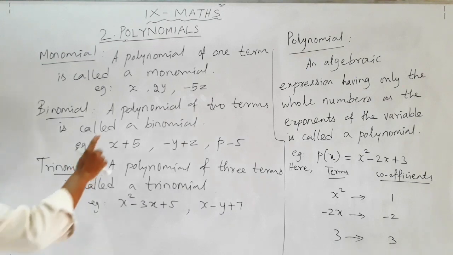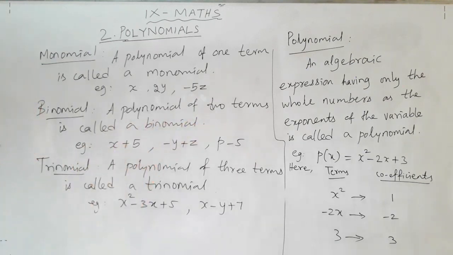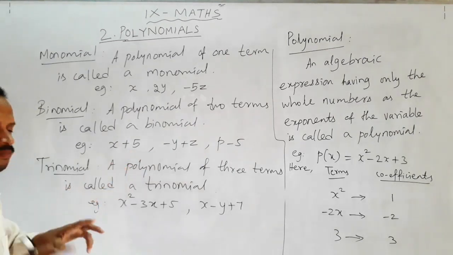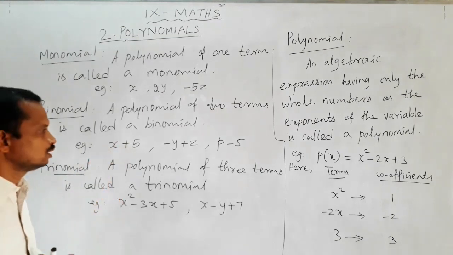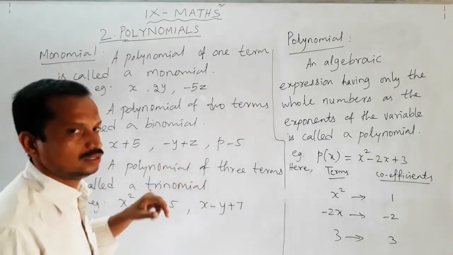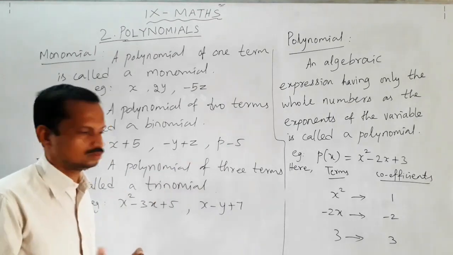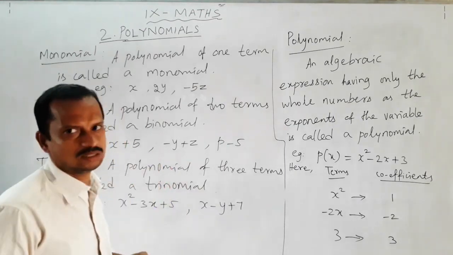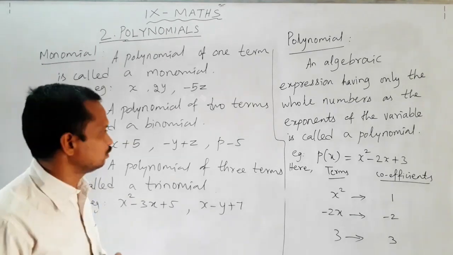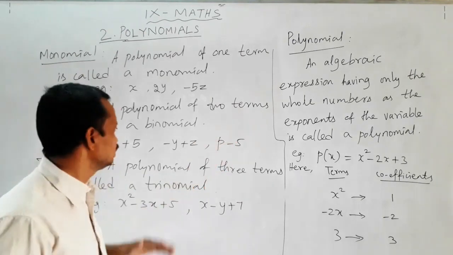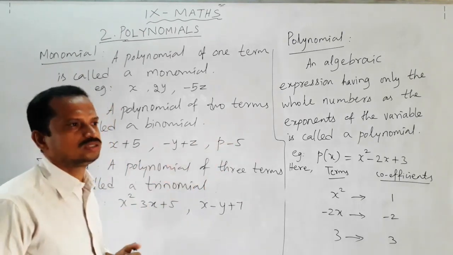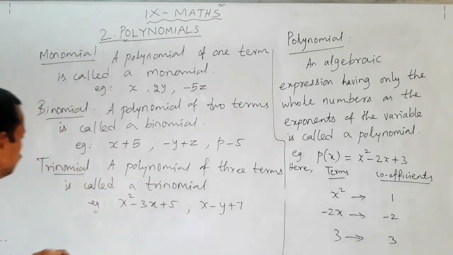Binomial. A polynomial of 2 terms is called a binomial. See here, 2 terms, x plus 5. So the 2 terms are connected by the plus symbol. So x is one term, 5 is another term. And you see here, minus y plus z. Here 2 variables are there. Anyhow, 2 terms. Minus y is one term, z is another term. So it is binomial. p minus 5. So p is one term and minus 5 is another term. So therefore, these are 2 term polynomials, so binomial. Trinomial. A polynomial of 3 terms is called a trinomial.